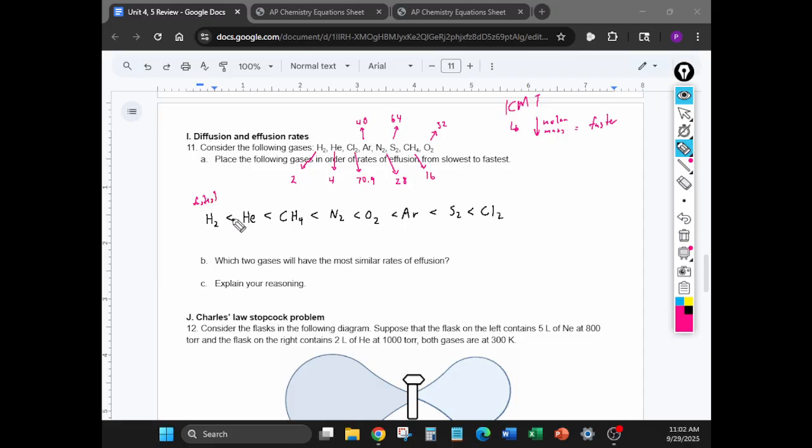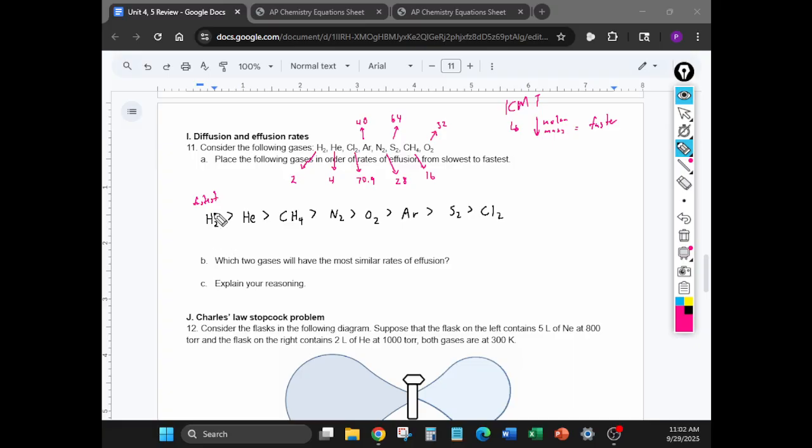Fastest. My bad. Okay, so just to make sure that we are all on the same page: the lower the molar mass, the faster they're going to go because they have less mass, so they need more speed to have the same kinetic energy. Basically all we did was find the molar masses and put them in order, and just make sure that you denote which side is faster or slower, and don't goof up like I did. Okay, so let's go to which two gases will have the most similar rates of effusion.